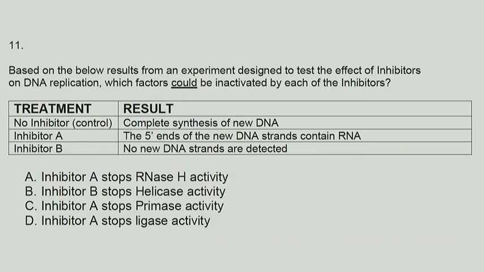What would happen if inhibitor A stopped primase activity? No RNA primers would be laid down, which means you would have no DNA synthesis, right? Because that's the whole way DNA synthesis starts during replication. And what if inhibitor A stopped ligase activity?